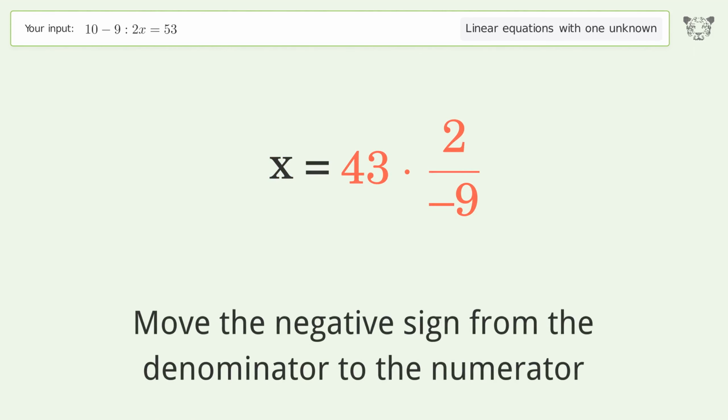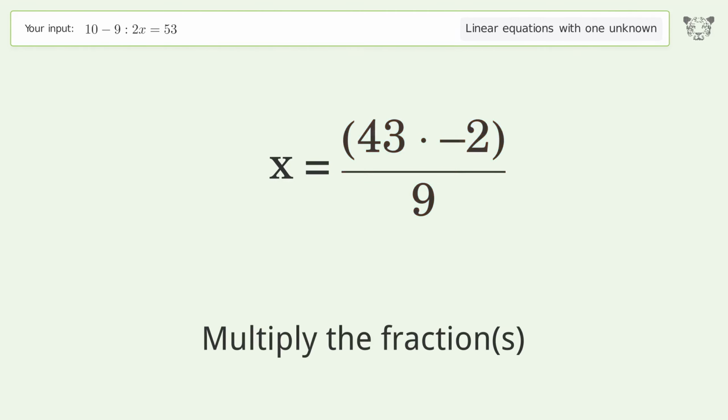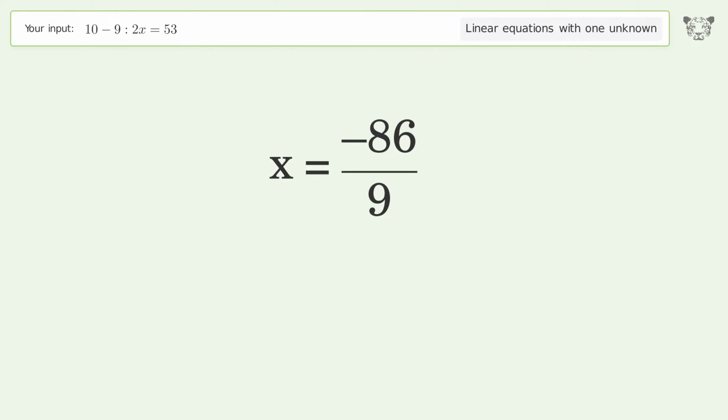Move the negative sign from the denominator to the numerator. Multiply the fractions. Simplify the arithmetic. And so the final result is x equals -86/9.